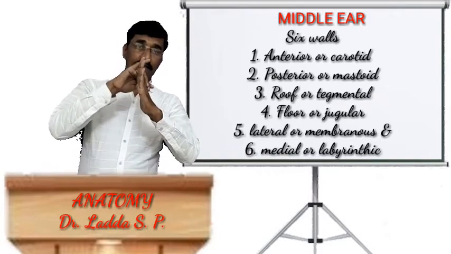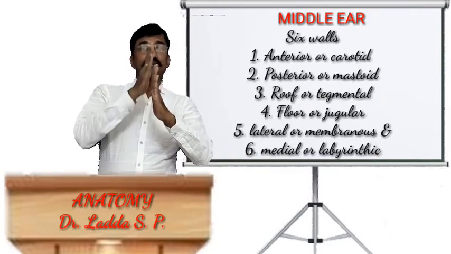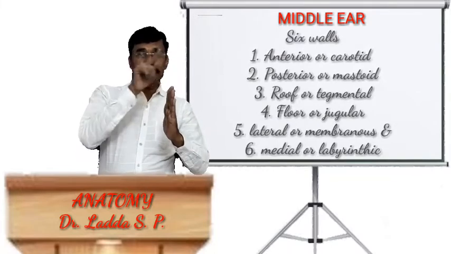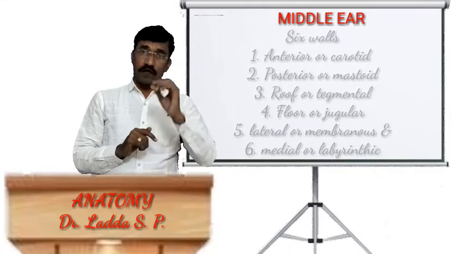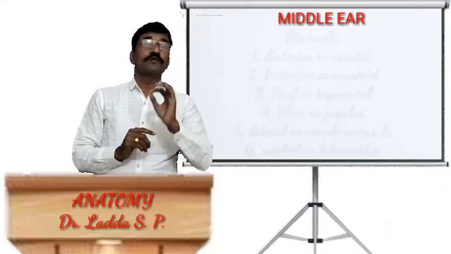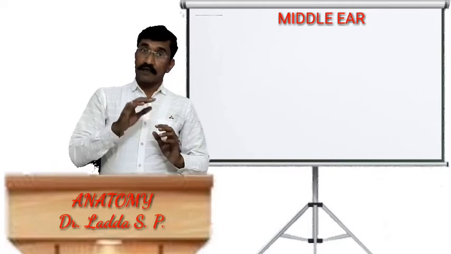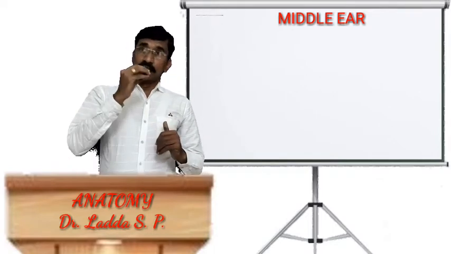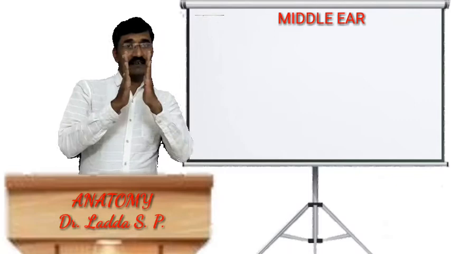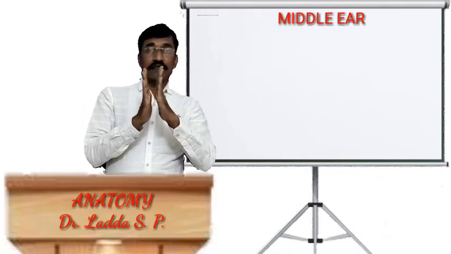And one is the medial wall, also known as the labyrinthine wall. So these are the six walls of the middle ear, which is of cuboidal shape. Now, this middle ear is a cuboidal separate box.